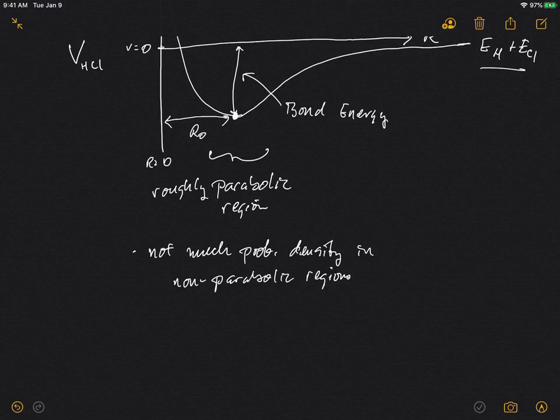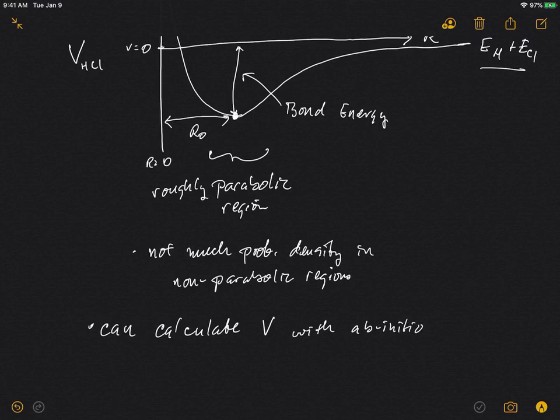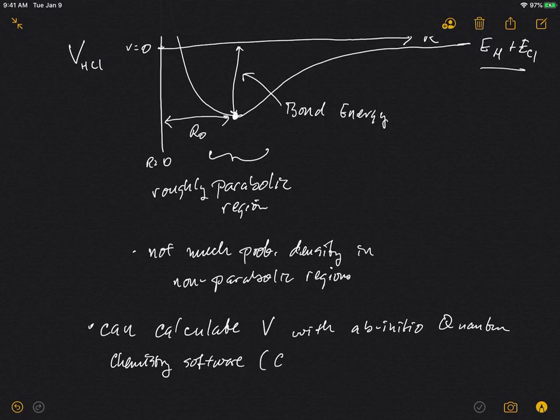We haven't talked about how to do that yet, but we can calculate V for, say, a diatomic molecule with what's called ab initio quantum chemistry software, such as Gaussian, GAMESS, NWChem.